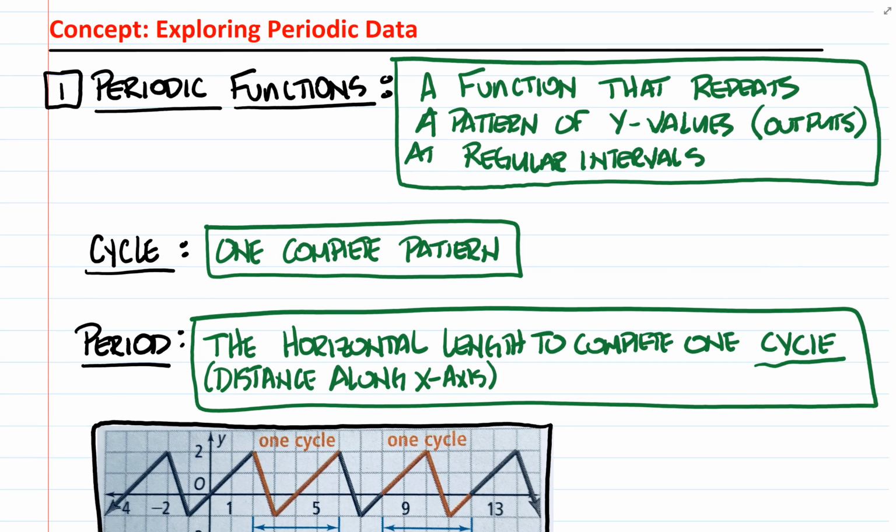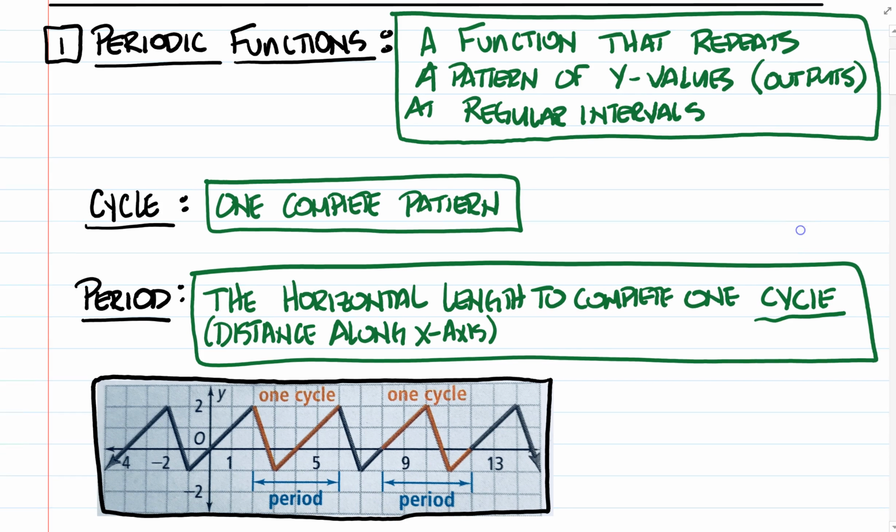Okay, so a periodic function is nothing more than a function that repeats a pattern of y values. And remember, guys, the y values are the outputs at regular intervals. So that's our definition that we're going to be using for a periodic function. And there are 2 important parts to periodic functions. There's cycle and there is period itself.